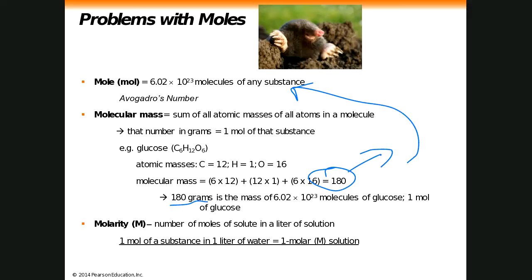Right? As Tim says, molarity is a ratio. How many moles do you have in 1 liter of water? So to make a 1 molar solution of carbon dioxide, 44 grams of carbon dioxide, 1 liter of water. To make a 1 molar solution of glucose, 180 grams of glucose, 1 liter of water. Cool. Everybody good with that?